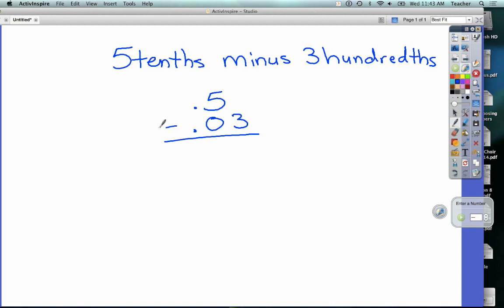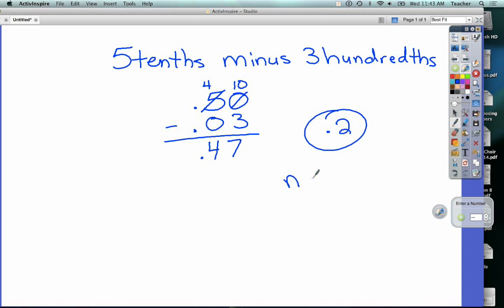What do I need to put? A 0. So, I have to borrow, right? What does my 5 become, everybody? What does my 0 become? 10 minus 3? 4 minus 0? So that's what 5/10 minus 3/100 looks like, right? Michael said the answer is 2/10 because 5 minus 3 is 2. Was he correct? No, the answer is no.